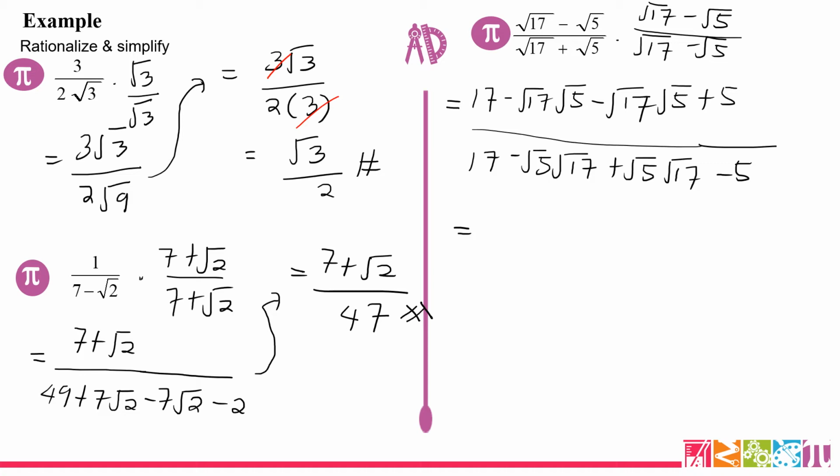Next, we have to simplify. 17 plus 5 is 22. Negative root 17 root 5 minus negative root 17 root 5 is 0. Root 17 root 5. Next, for the denominator, 17 minus 5 is 12. Here is 0. Next, factorize number 2.